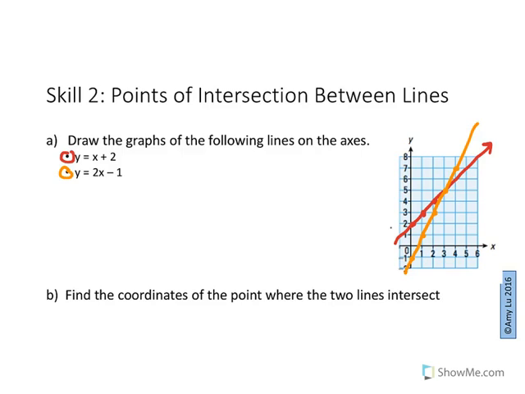Okay, so you should have two lines that look something like this. The red line is y equals x plus 2, and the orange line is y equals 2x minus 1. Now in B it says find the coordinates of the point where the two lines intersect, meaning where do they cross? They intersect exactly right here at this coordinate, which happens to be 3, 5. And that's it. So that's the end.